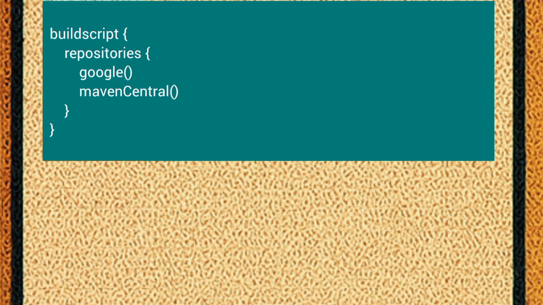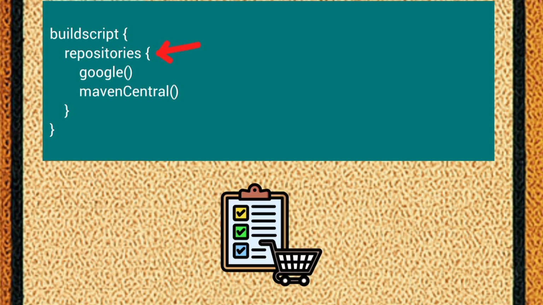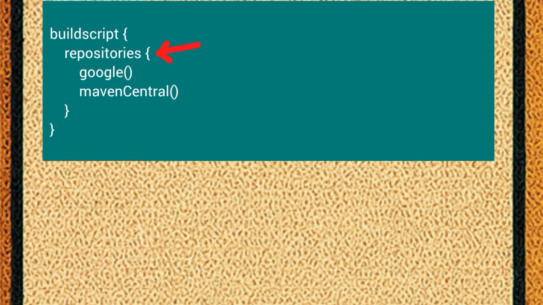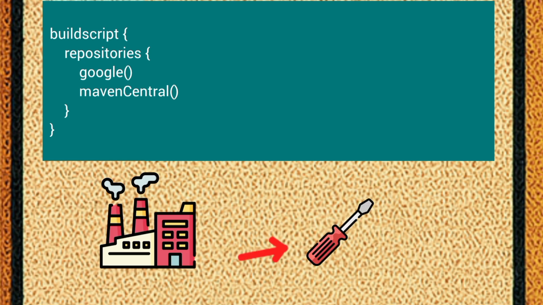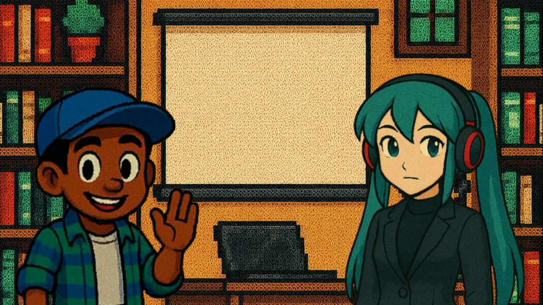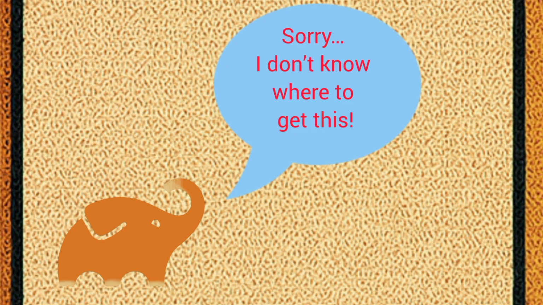Exactly. One part of that is called repositories. It tells Gradle where to go shopping for its tools, like plugins and libraries. Imagine the factory needs a special screwdriver. Where should it buy it from? Repositories answers that: go check Google's repository or Maven Central. And this is super important when using open source tools in your app. Before you add a library to your dependencies, you must be sure Gradle knows where to find it. If you forget to include the right repository, Gradle will say, sorry, I don't know where to get this.